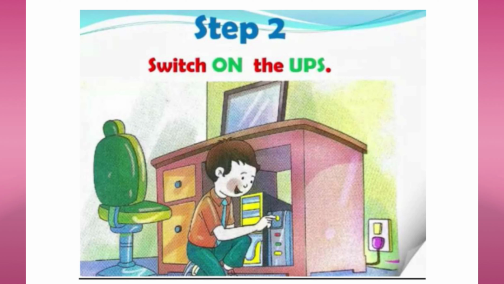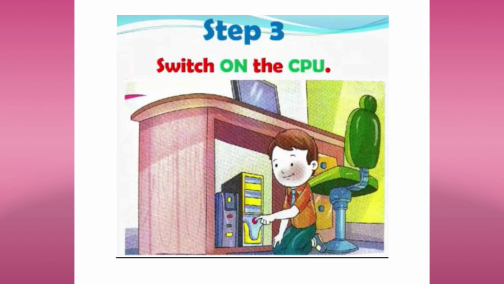Now we are going to learn about step 3. This is your switch on the CPU. You know well what a CPU is. CPU's full form is Central Processing Unit. You know well this is the brain of the computer. Then in step 3, we are going to turn on the CPU.